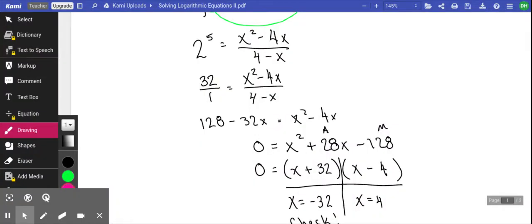All right, so what I'm going to do is try to substitute. I'm going to start with the negative 32. Initially, I'm a little pessimistic, like, will this negative number really check? So I'm going to try to substitute it back into the original.